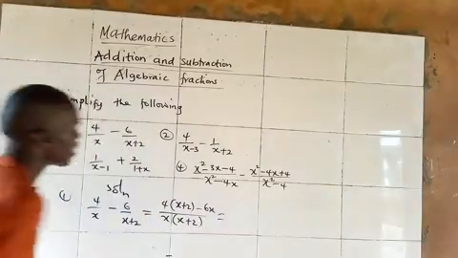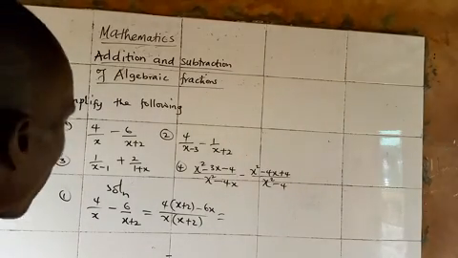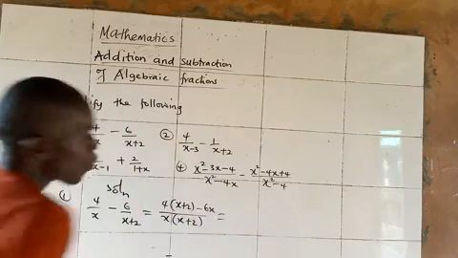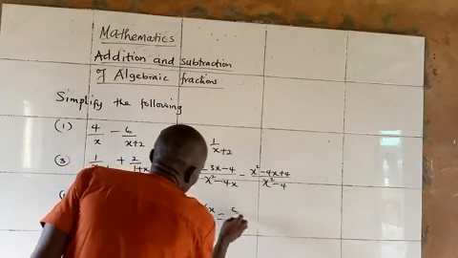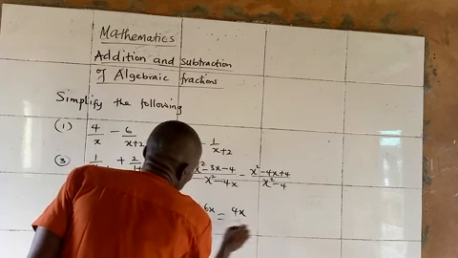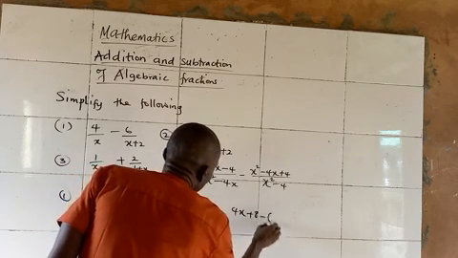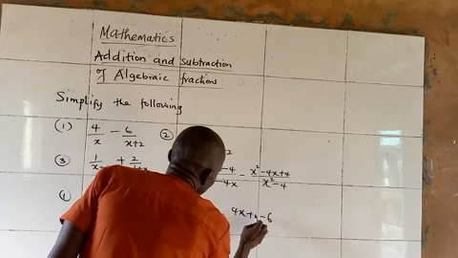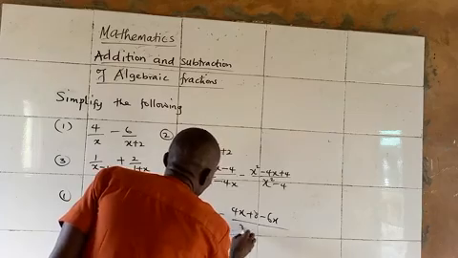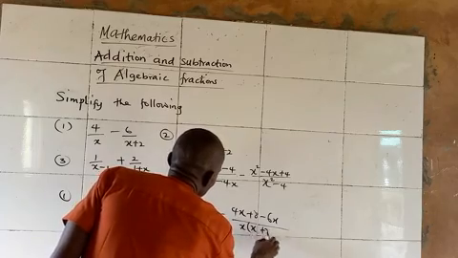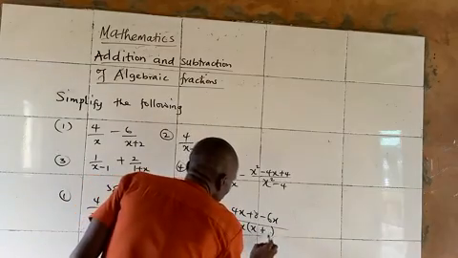Now what can we do here? Meaning we need to open the bracket from the numerator. To open this bracket, 4 times s is 4s, and 4 times 2 is what? 8. We have 8 there, and minus 6s, all over s open bracket s plus 2.